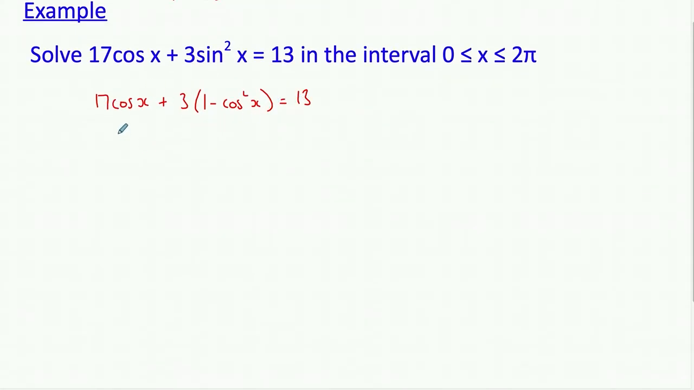And I'm going to rearrange this to make it look like a quadratic. So we've got 17 cos x plus 3 minus 3 cos squared x equals 13. I'm going to move everything to the right hand side so that my cos squared x is positive. So 3 cos squared x minus 17 cos x, and I'm going to take away 3 from both sides. That will give me plus 10 is equal to 0. This actually factorises, I think. Oh, I've written x. I should have written cos x there.